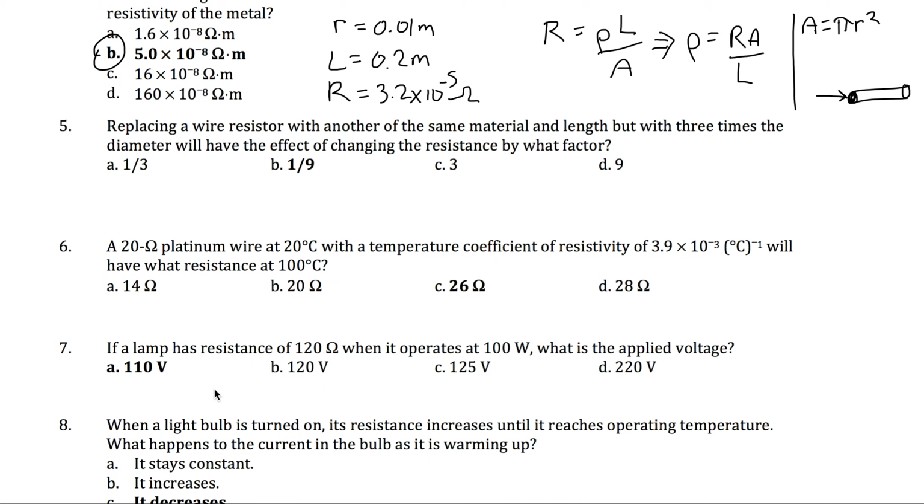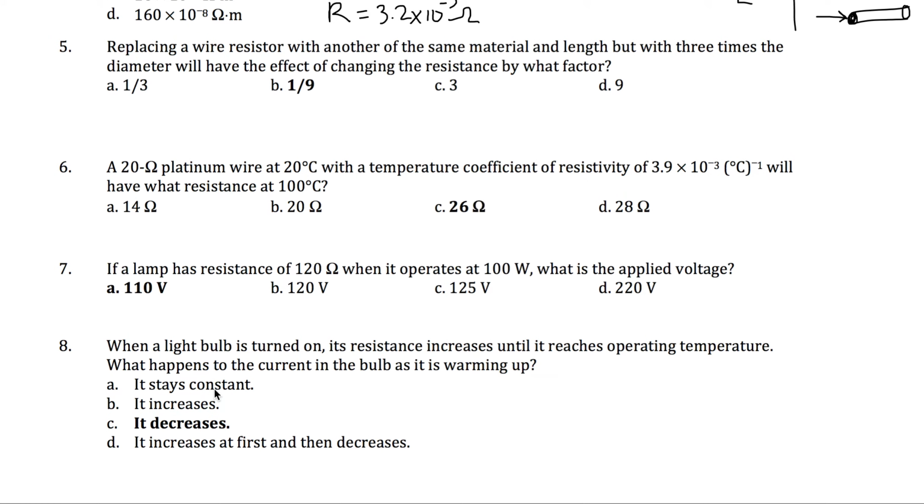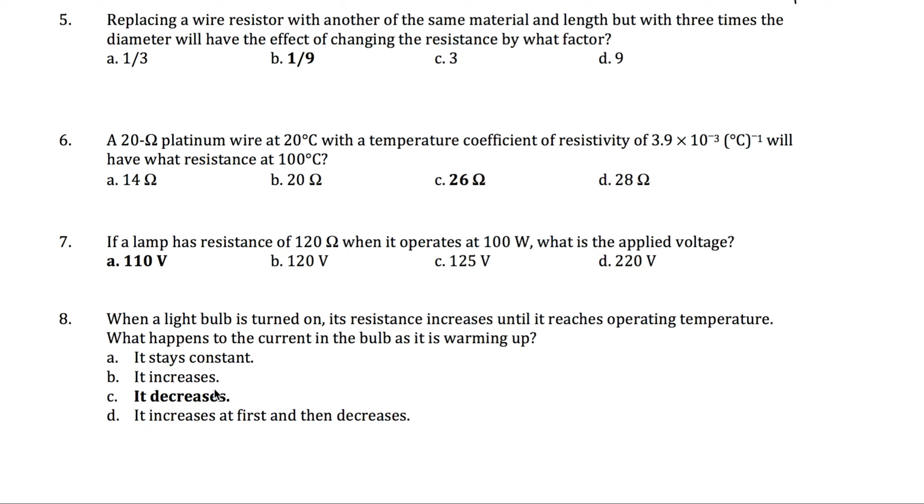I think we might be able to go ahead and just finish this whole problem set here. Replacing a wire resistor with another of the same material and length, but with 3 times the diameter, will have the effect of changing the resistance by what factor?